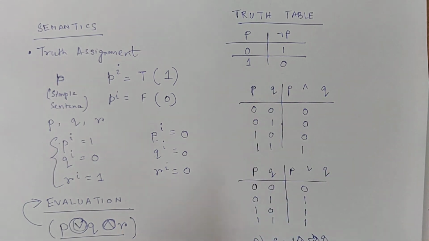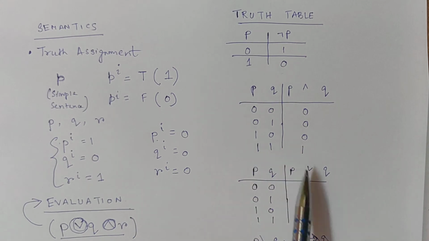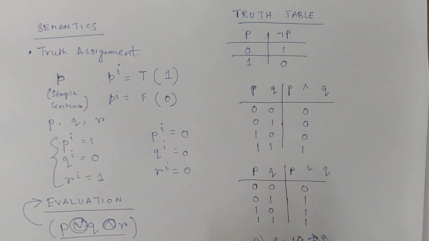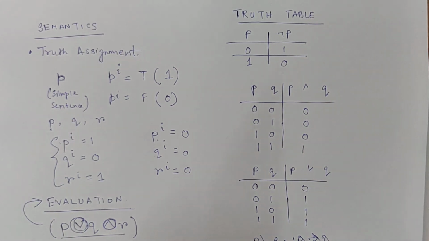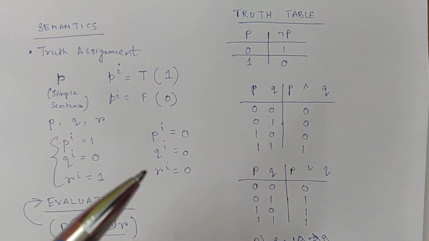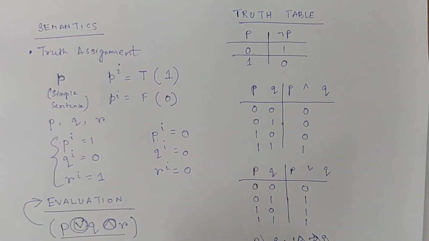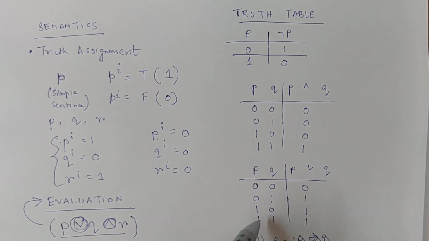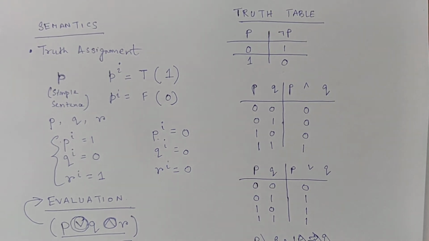The next is the conjunction or the AND operator. AND is only true when both P and Q are true. And then there is the disjunction operator. As you can see, disjunction means or, actually inclusive or, not exclusive or. So it is true for 0, 1 and 1, 0 also, and of course for both P and Q true, it should be true. Otherwise it is false.